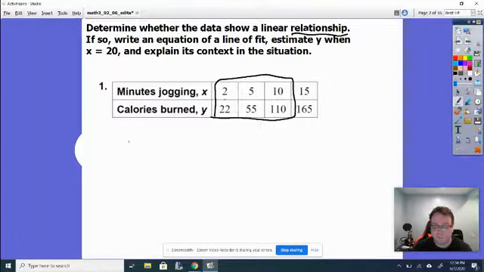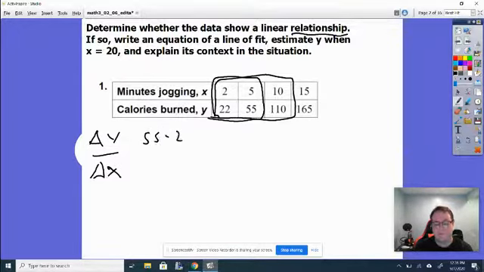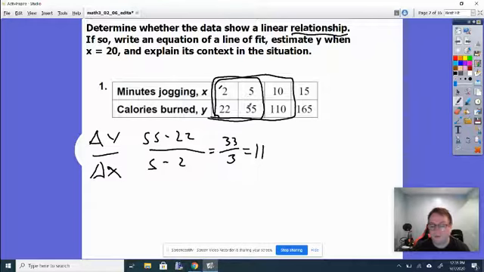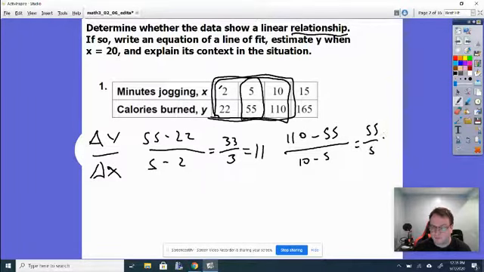So starting out with this first one, I'm just going to look at these first two. Remember delta y over delta x. So the change in y is over the change in x's. So 55 minus 22 over 5 minus 2. So I get 33 over 3, or 11. Okay, now I'm going to do these second two. 110 minus 55 over 10 minus 5. I'm going to get 55 over 5, or 11 again.